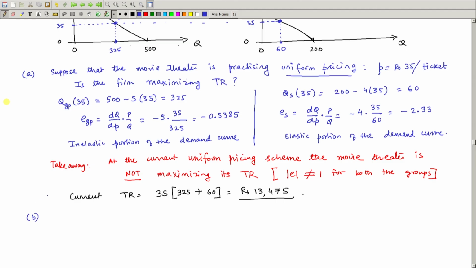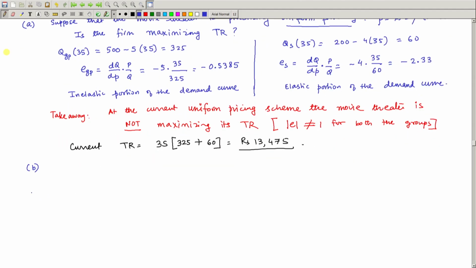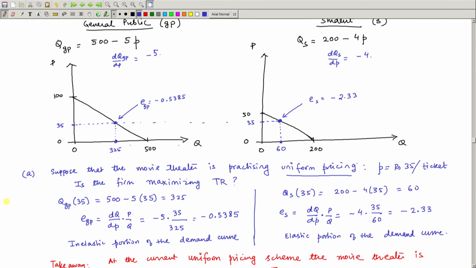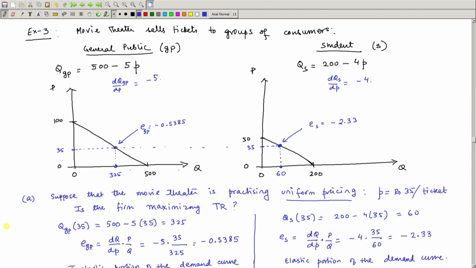Okay. So, let us write down the question as, what should the movie theatre do? What should the firm do in order to maximize its total revenue, right? So, what we have figured out is that at the price of 35 rupees per ticket, the firm is not maximizing total revenue. Now, let us think about this intuitively. Here, the absolute value is less than 1, and for the student group, the absolute value is bigger than 1.